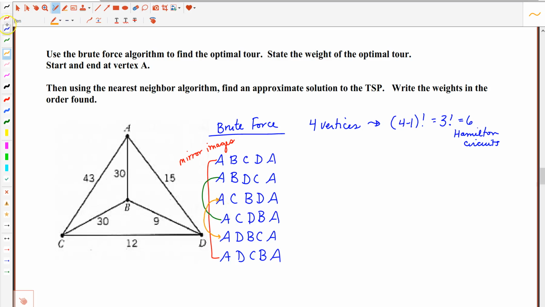So when I go to start finding the weights for these, I don't necessarily have to find the weight for these mirror image guys. So I'm going to cross them out. So this one, and this one. Because if I find the weights for these guys, then those ones will have the same weight. So let's find the weight for each of these.